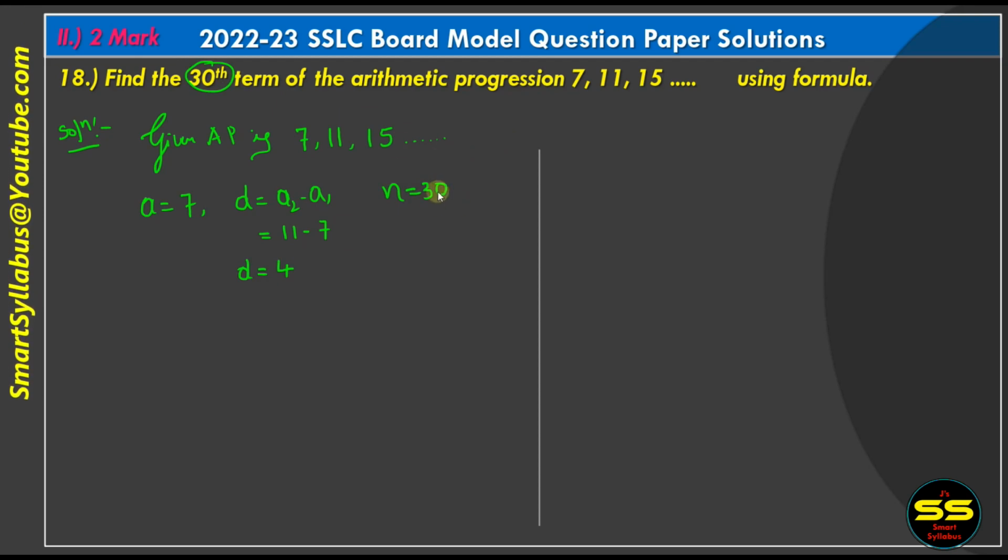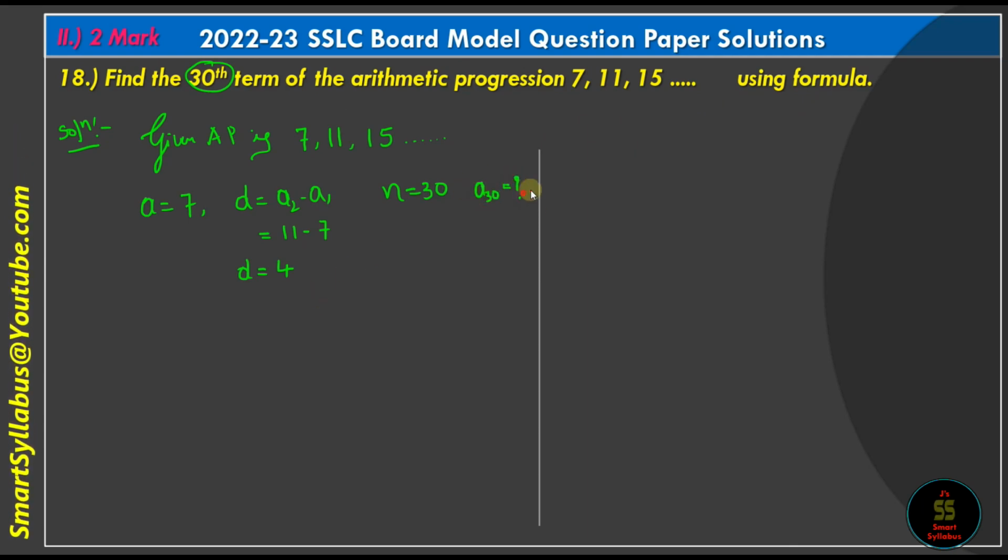So this is a very important point. It's asked find the 30th term using the formula. So we need to find a30. So there is a catch in this question, dear students. Many of the students, what they do, as it is asked a30, so directly they go for this. a30 is equal to a plus 29d.